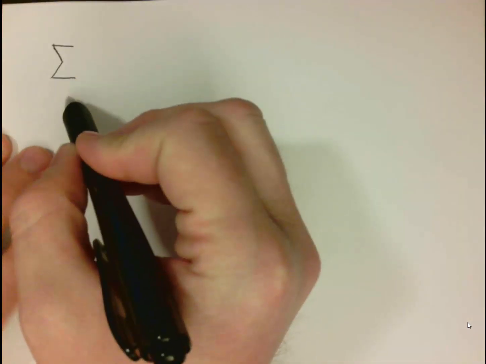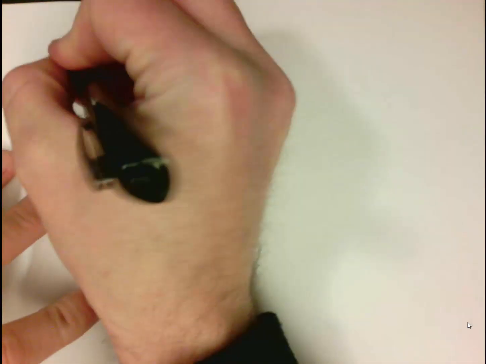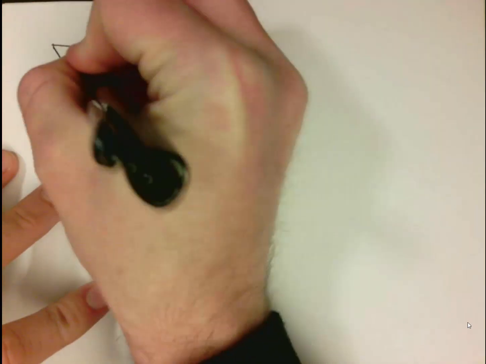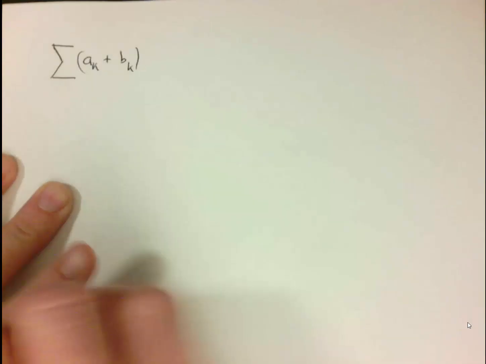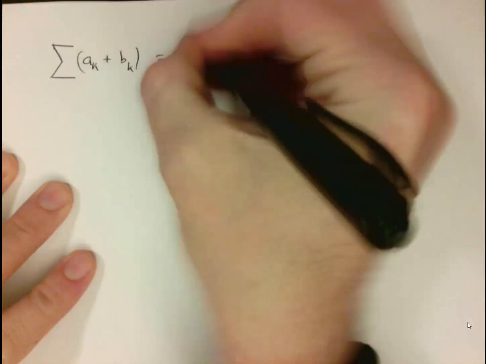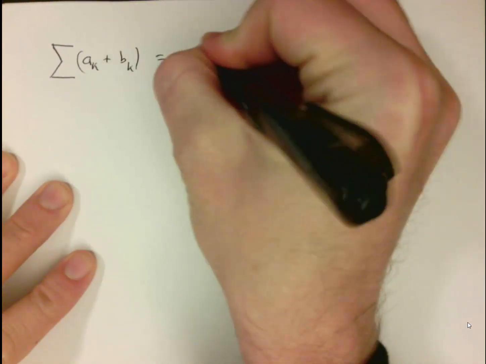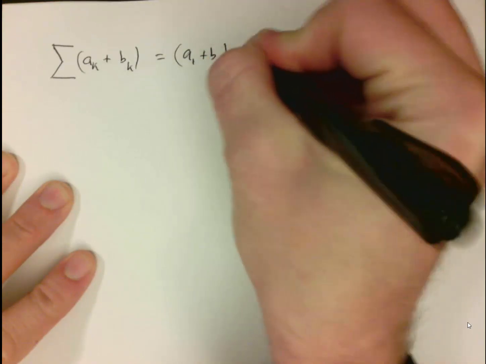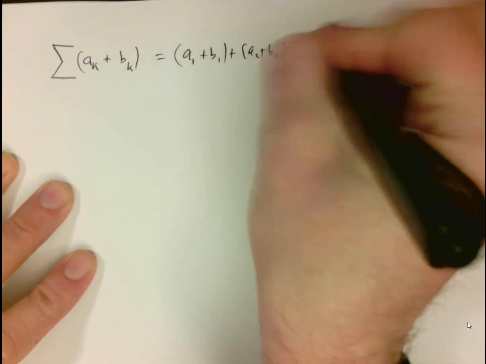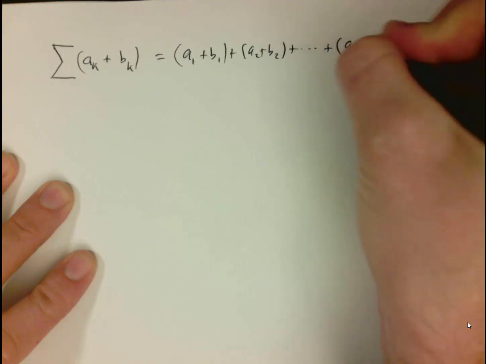So one of the major properties is, I'm going to leave off the summation bounds, which is a pretty common thing that you see in a lot of textbooks. Let's just assume that I'm going from some number to some other number. So if I've got the summation of a bunch of terms plus a bunch of other terms like this, that would be like I wrote a1 plus b1 as my first term, and then a2 plus b2 as my second term, and so on, up to an plus bn.